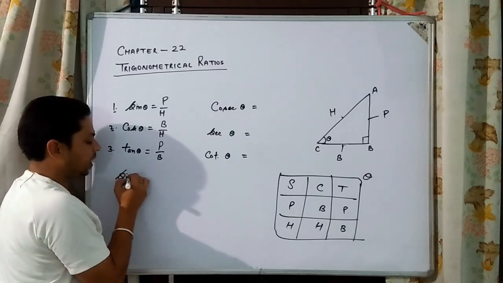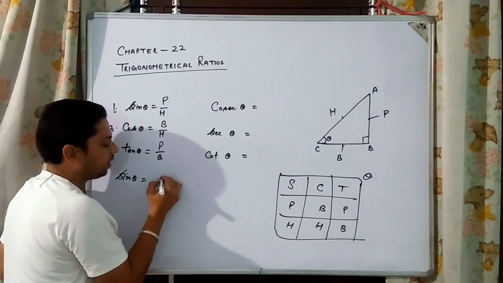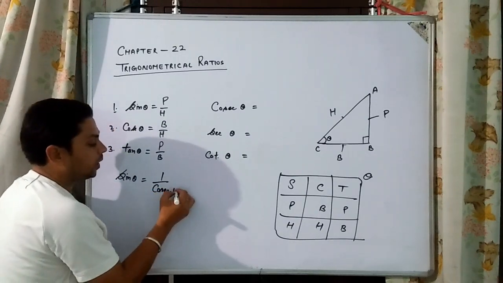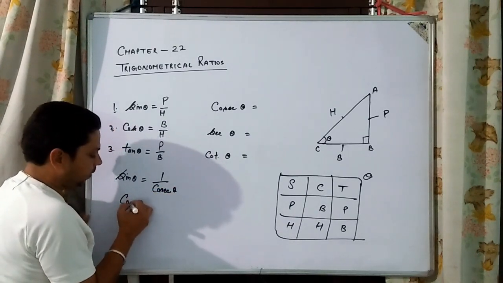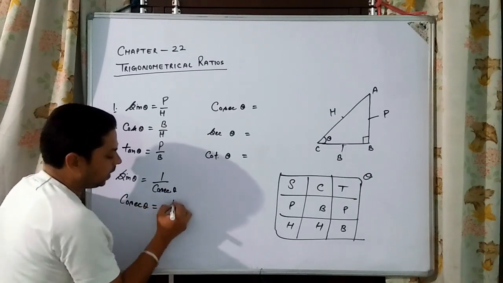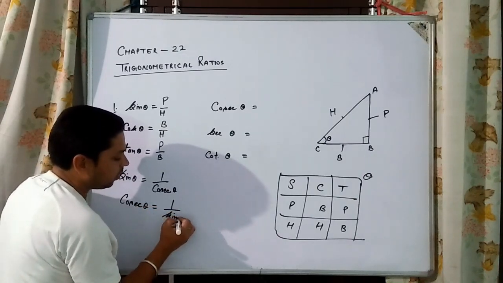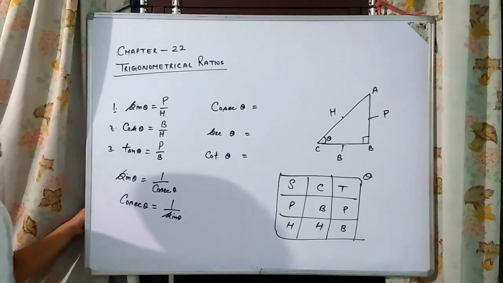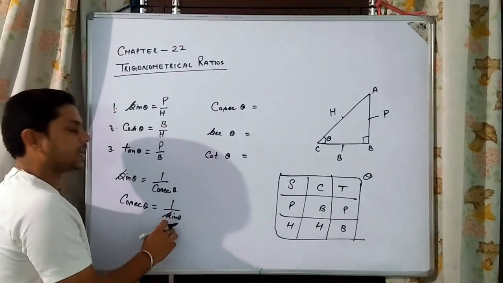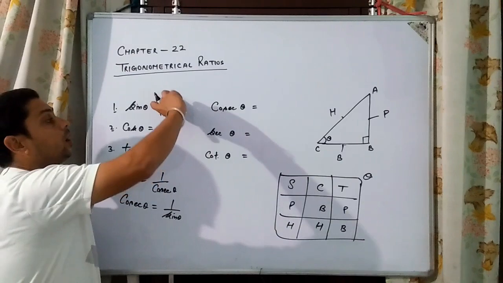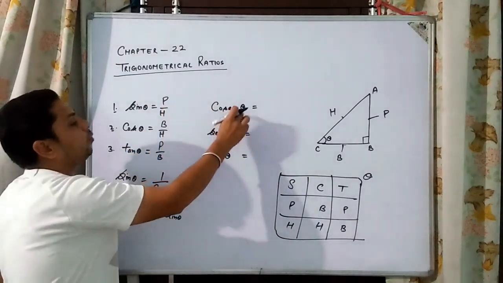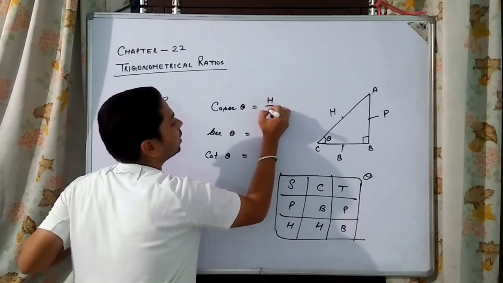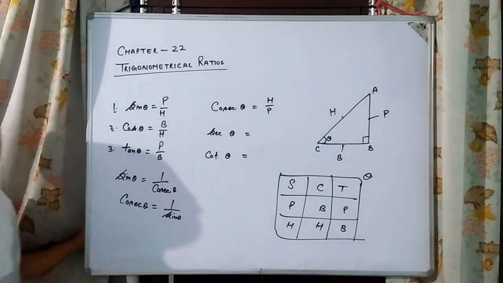So sine theta can be written as 1 over cosecant theta, or I can write cosecant of theta as 1 upon sine of theta. Cosecant theta can be written as 1 over sine theta. So on reversing it, I'll get the value of cosecant theta. So cosecant will be equal to hypotenuse upon perpendicular.